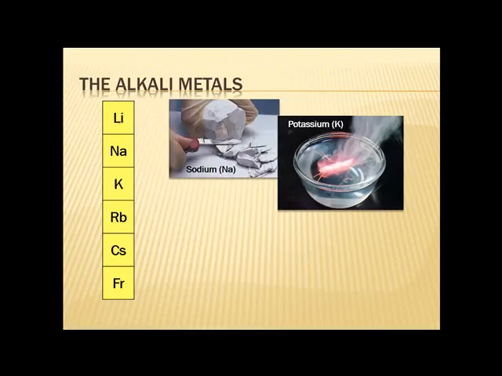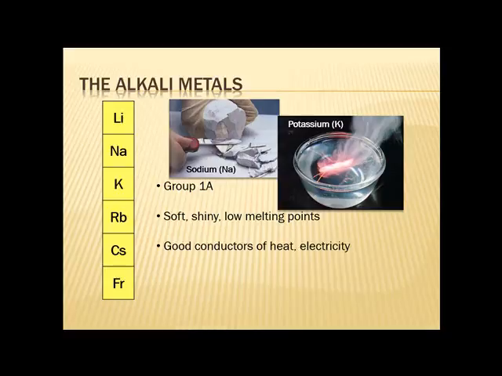So these alkali metals, like lithium and sodium and potassium, rubidium, cesium, and francium, they're metals, right? What do we know? They're in group 1A. They're soft and shiny and low melting points. By the way, soft and shiny and low melting point is pretty common for any type of metal, not just the alkali metals. They're good conductors of heat and of electricity. And that's, again, a property of any metal, not just alkali metals.